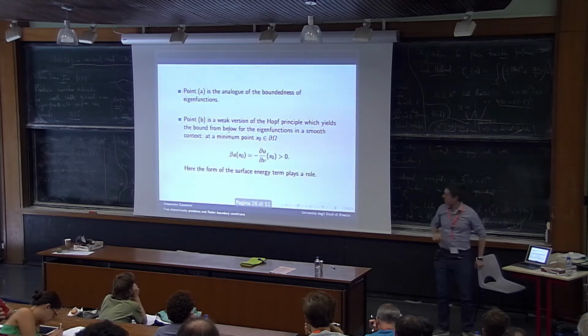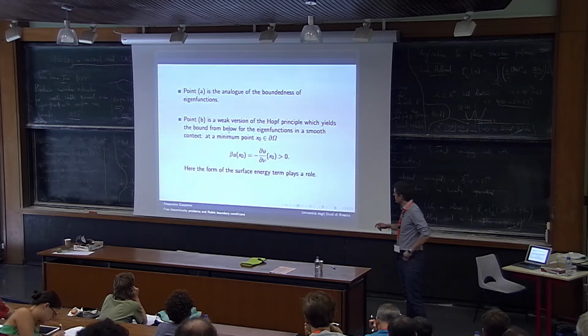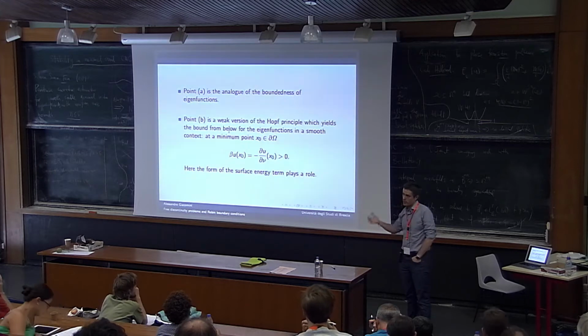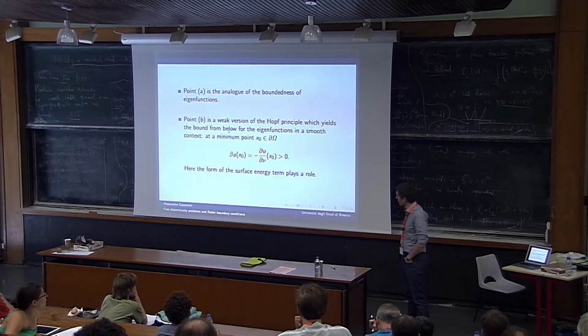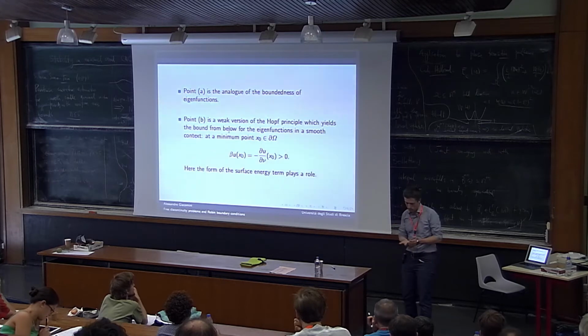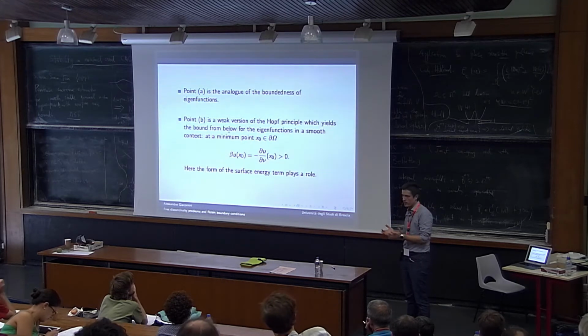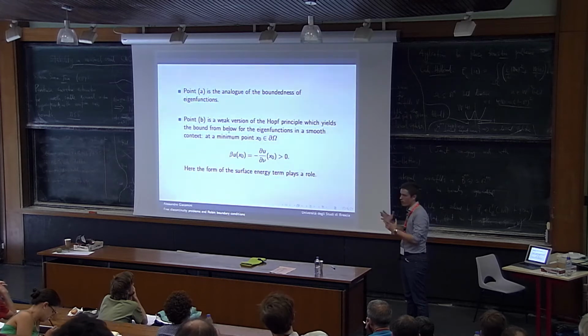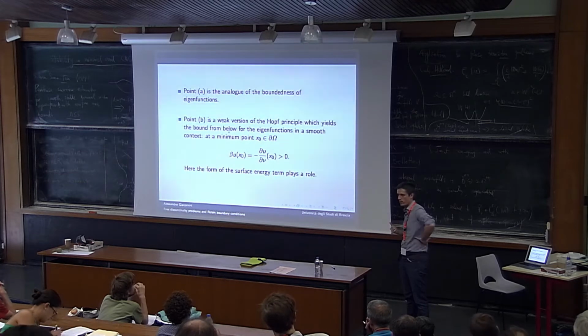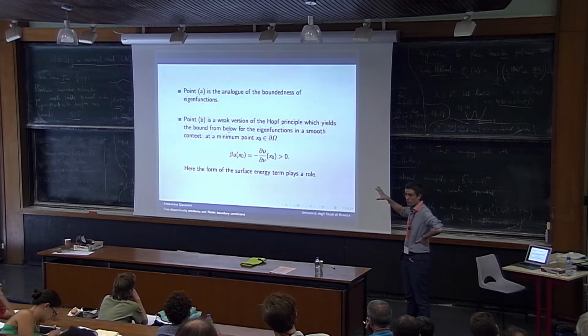These two properties are precisely the analog in this weak setting of classical properties of the eigenfunctions. One can easily prove that the eigenfunctions are bounded in L infinity. They are smooth inside if the domain is smooth. And the bound from below by a strictly positive constant is the outcome of the interplay between the Hopf principle and the Robin boundary condition in a smooth case.